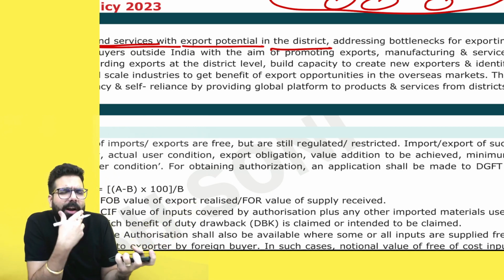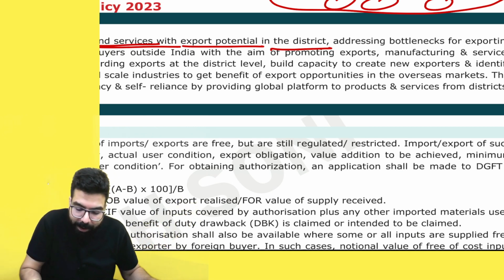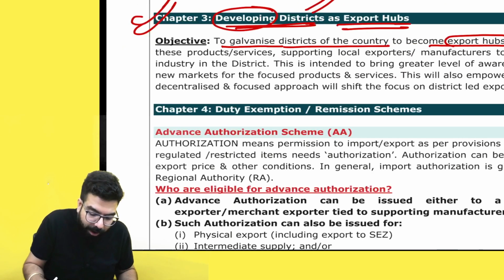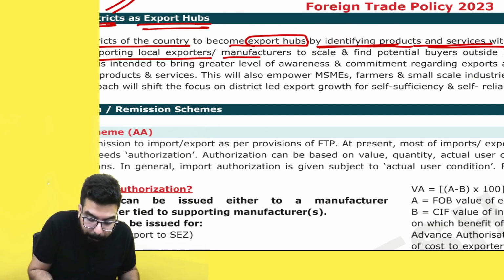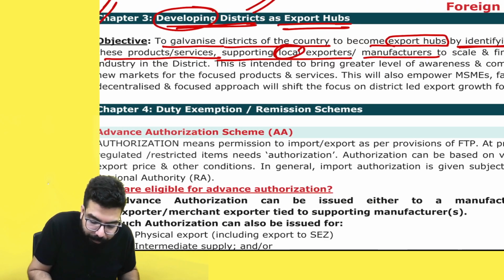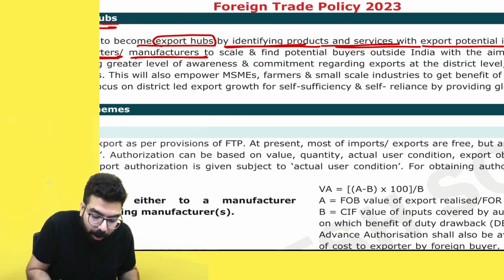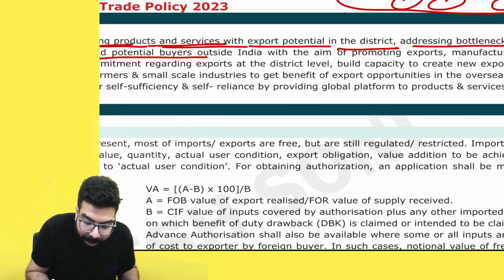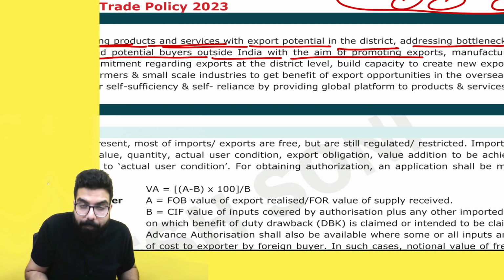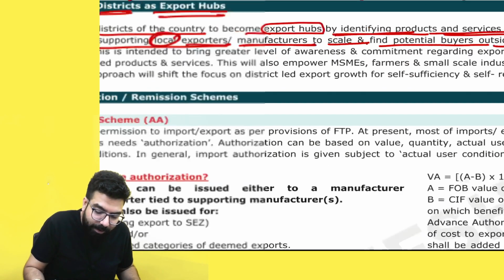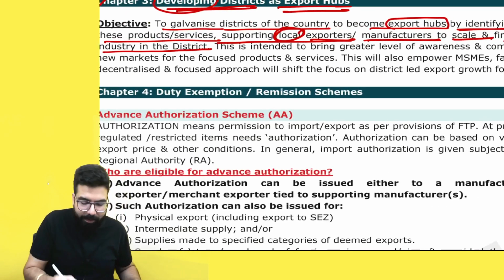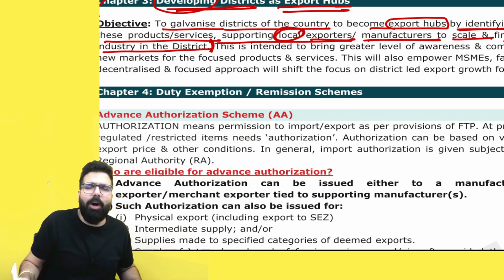What are the bottlenecks? Why is it not being exported? They want to identify and address bottlenecks for exporting this product, supporting local exporters or manufacturers to scale and find potential buyers outside India, with the aim of promoting export, manufacturing and services industry in the district. That's all you can remember, that is the objective over here.